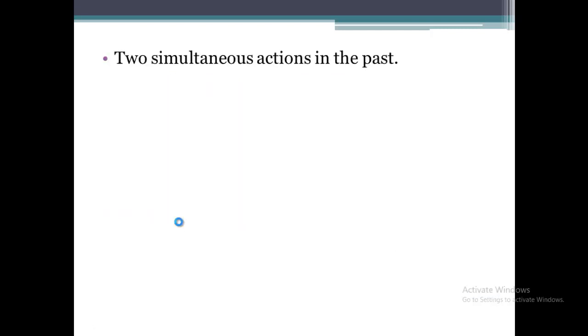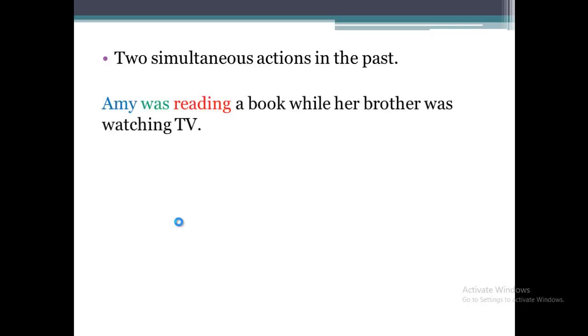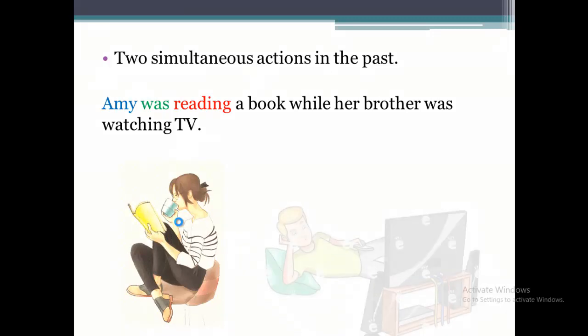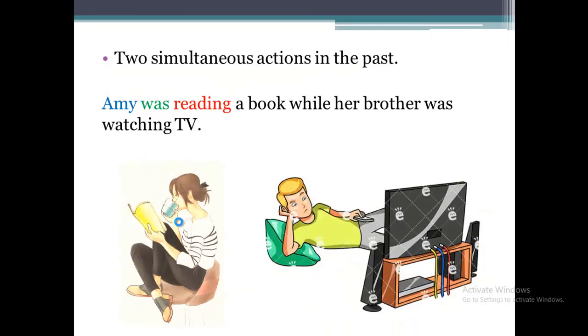Okay, I also use it for 2 simultaneous actions in the past. Simultaneous means that these 2 actions are happening at the same time. Like Amy was reading a book while her brother was watching TV. So both of them were doing 2 different actions at the same time in the past. Okay.